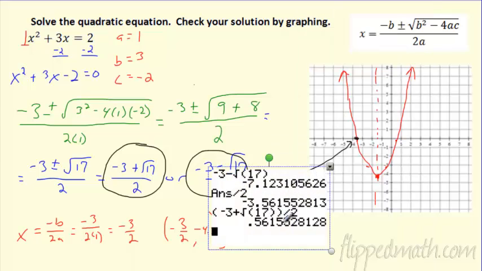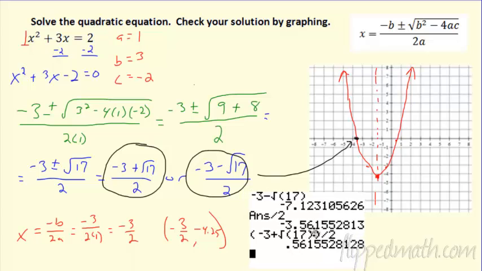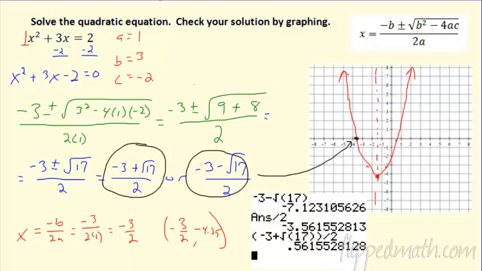So here are my 2 answers. Check this out. This is the decimal form, so these are the approximations of this. Do they match up? Does that look pretty good? Is that negative 3.56? It looks like negative 3.56, so I did a nice job. Is this other one at 0.56? Looks like it. This is going to be 0.562, if you want to round it to 3 decimal places. So that's my other root.